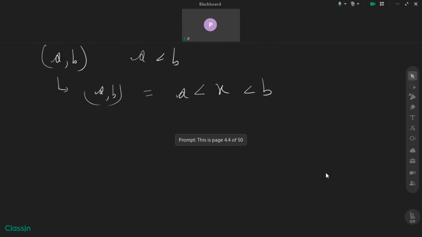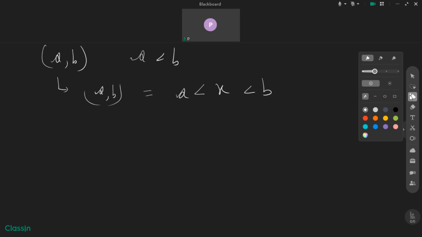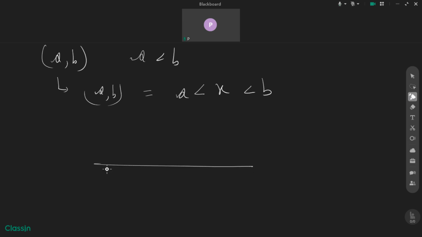Let us say this is the number line. Let us say this is a and this is b. So graphically we show it like this. We use open circles, which means a and b are not included in the set. So this represents all real numbers x that are greater than a and less than b. This is a representation of an open interval, one kind of subset of real numbers.